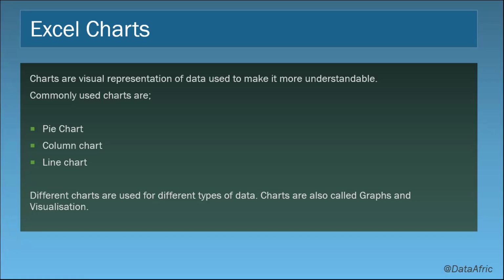It puts it in a picture format because if you want to communicate any data to people, especially non-technical people, one of the best ways to do that is through visuals, because they understand visuals better than numbers. There are a lot of different kinds of charts we're going to be looking at: the line chart, the column chart, the pie chart, the bar chart. They are also called graphs or visualizations.